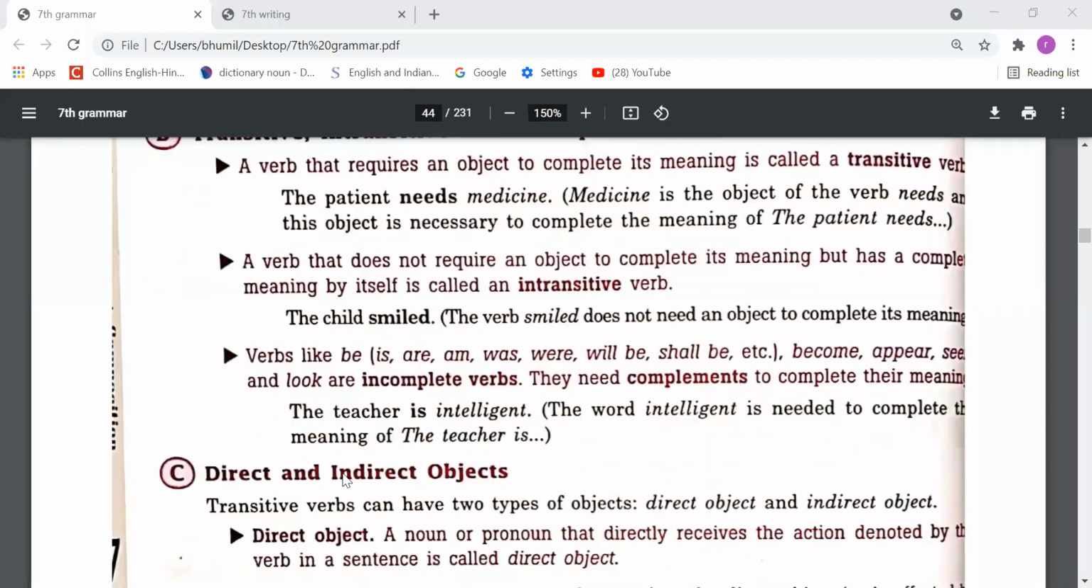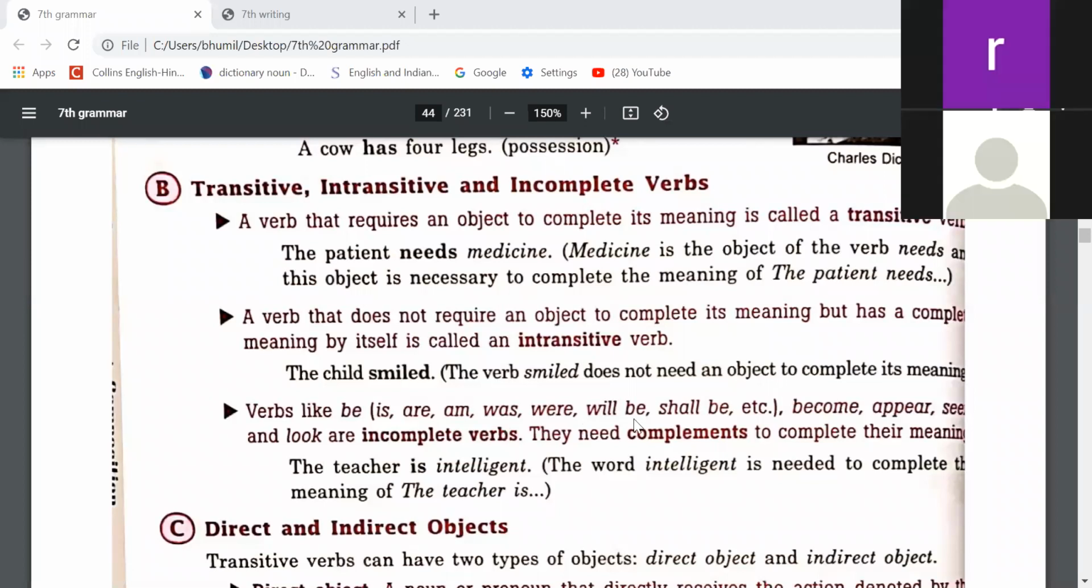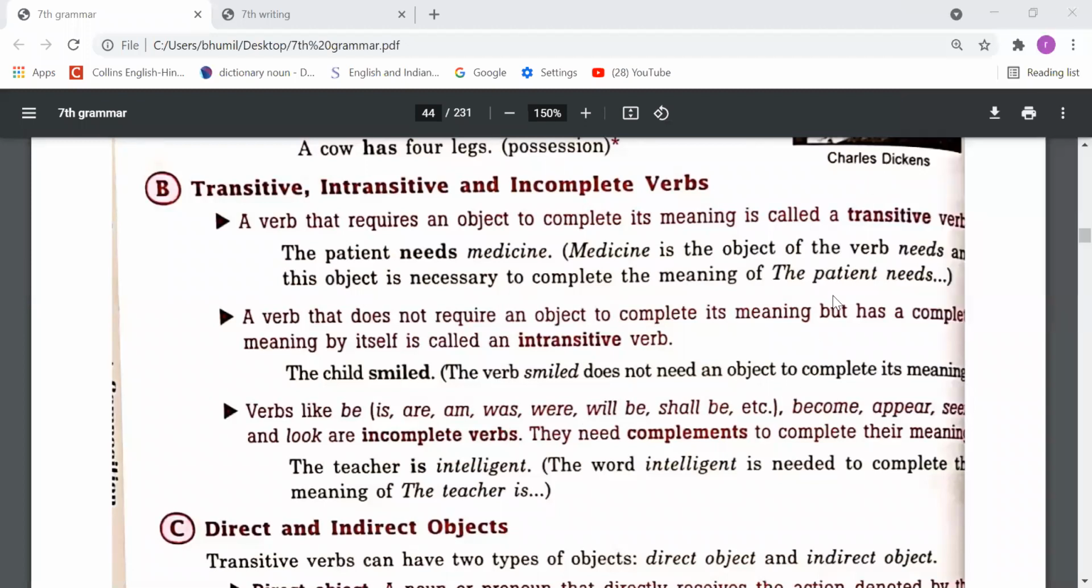Okay. Now third, we have to understand incomplete verbs. Verbs like be forms: is, am, are, was, were, will be, shall be, etc. Become, appear, seem, look are incomplete verbs. They need a complement to complete their meaning, like the teacher is intelligent. So dear students, in the English language many verbs are like this. Those verbs are called incomplete.